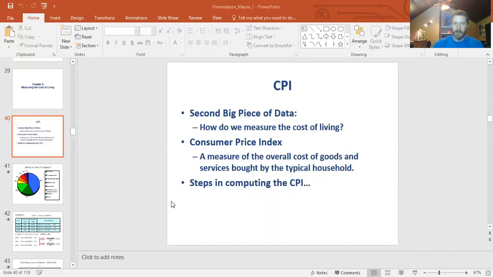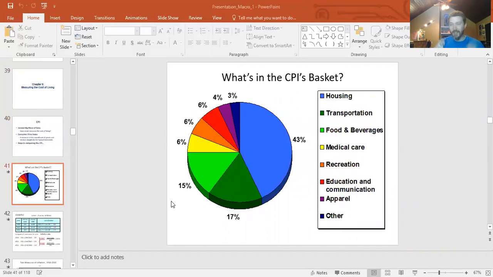So we have several steps in computing the CPI. They're all very straightforward. This is plain vanilla stuff. This chapter is not rocket science. We do get to some important points at the end, but first and foremost, this is just nuts and bolts stuff. Just listen to this video real quick and you'll have it.